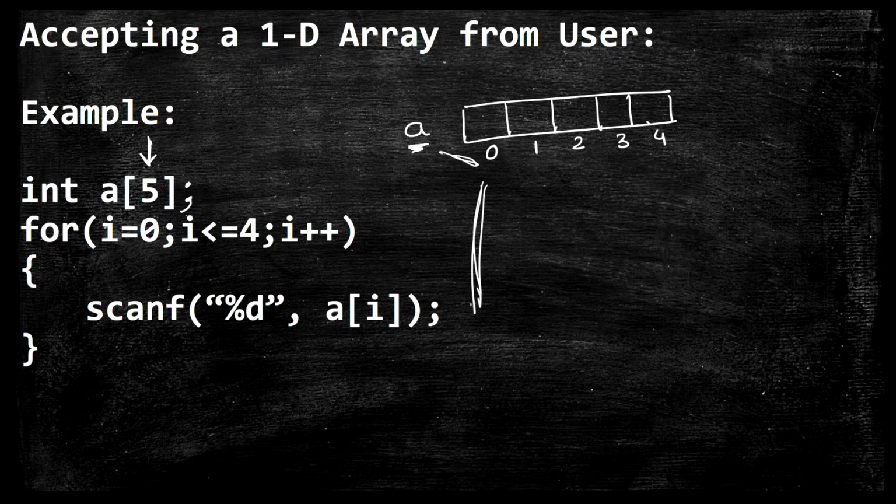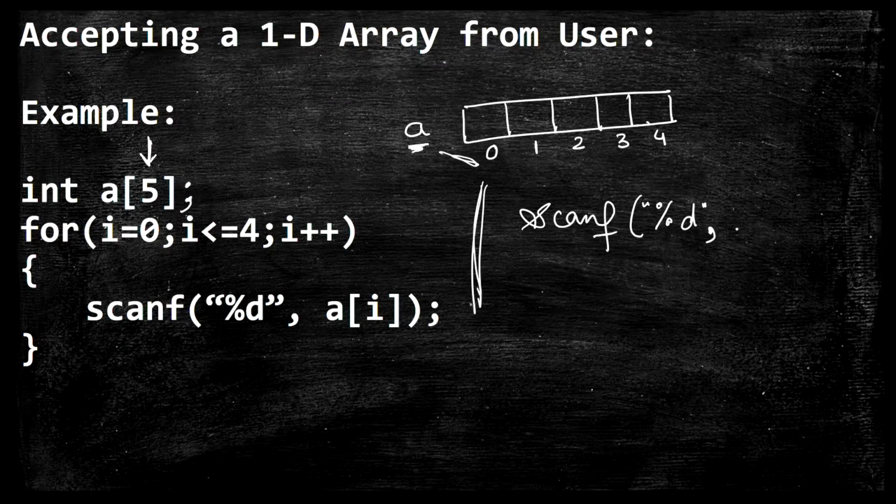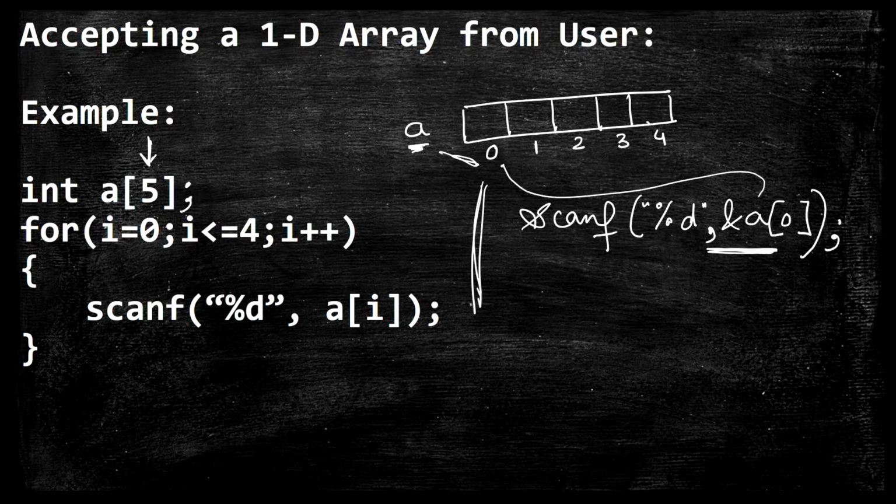you don't need the concept of looping, right? So we will write scanf("%d", &A[0]). What will this do? It will accept the value of this A[0] index, and the value which we enter will go and sit in the 0th position, right?